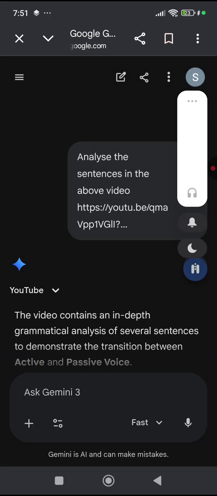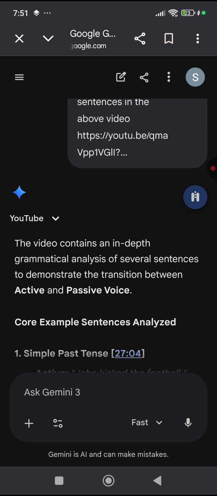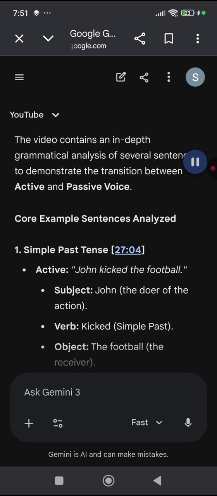Sentences to demonstrate the transition between active and passive voice. Core example sentences analyzed. 1. Simple past tense.